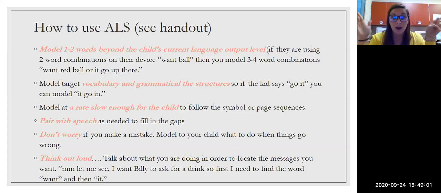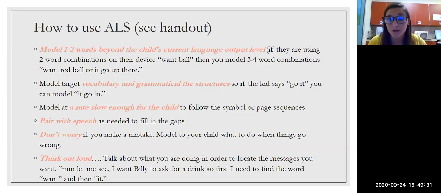And think out loud. Talk about what you're doing in order to locate those icons or messages that you want. Let's see. I want Billy to ask for a drink. So first, I need to find the word want. And then it. So you're talking through what you're doing, and not only is it helping them, but it's also helping you because it gives you more time to find the symbols that you're looking for.